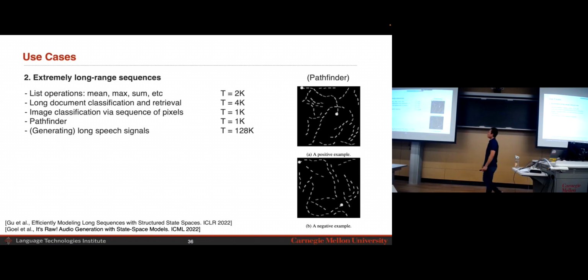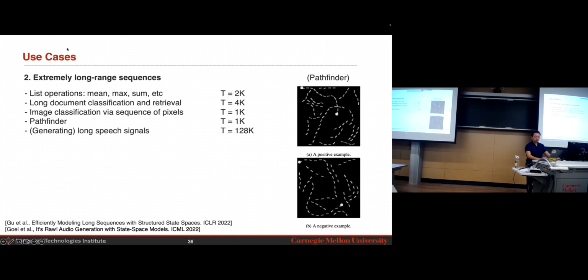Another very, very big use case is that of very long range sequences. Recently, there was a paper on long sequences with structured state spaces, and these new benchmarks have come out for very long sequence modeling. There's no equivalent for multimodal just yet, so a lot of open work there. Some examples of long range sequences are list operations over very long sequences of numbers, like computing the mean, max, and sum, very long document classification and retrieval, and image classification via a sequence of pixels. So I take an image, take every pixel, and try to classify the digit or the object in the image.